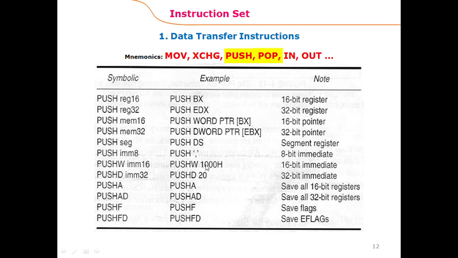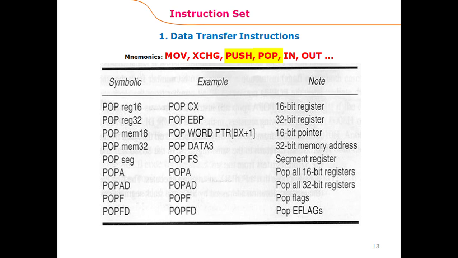A 16-bit immediate value can be pushed, or a double immediate value can be pushed as a 32-bit value. We can push all 16-bit registers. All the 32-bit registers can also be pushed onto the top of stack. Flags can also be pushed onto the top of stack, and EFLAGS is available in some later microprocessors. PUSHFD, which means the EFLAGS, the 32-bit flags, can also be pushed onto the top of stack. So these are a number of variations of the PUSH instruction. Similarly, there are a number of variations for the POP instruction.